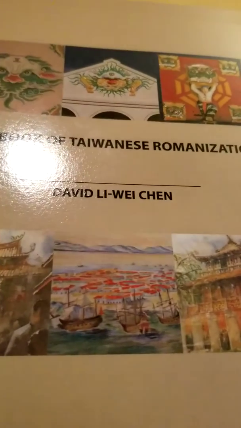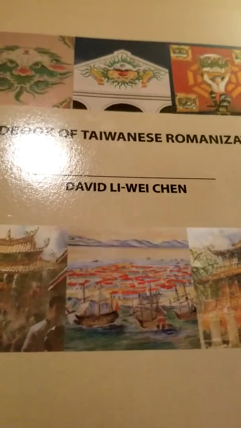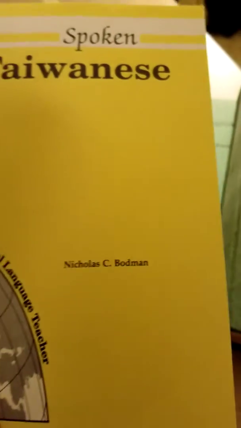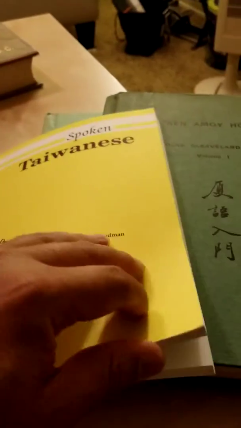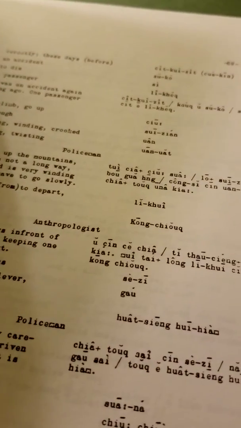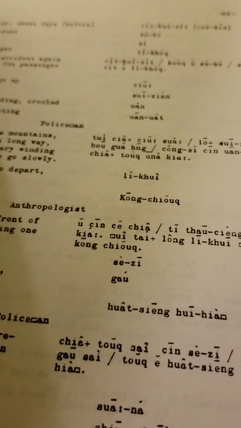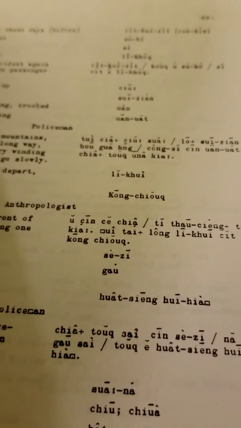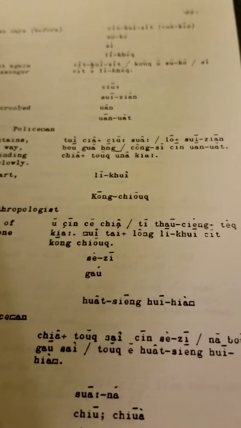A third romanization I want to discuss here is known as the Bodman Taiwanese romanization, after Nicholas Bodman. Nicholas Bodman has a book called Spoken Taiwanese. And his book was around since the early 1980s and was the only book available for a long time. When I first looked at this book, I thought that the romanization spelling was exactly the same as church romanization, and I found out it is not.